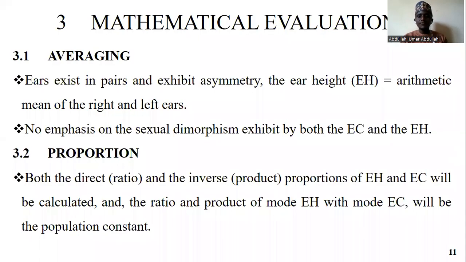Both the ratio and the inverse proportions of EC and EH will be calculated, and the ratio and product of mod EH with mod EC will be the population constant.